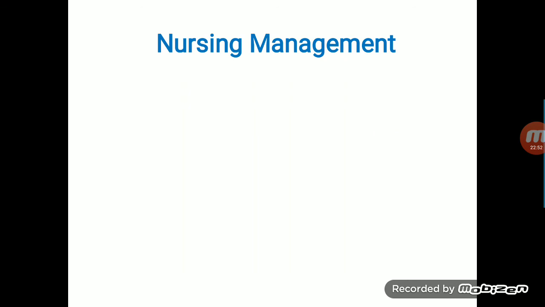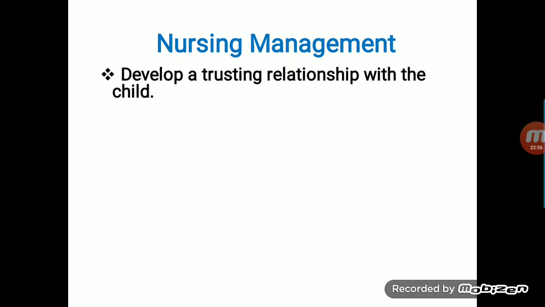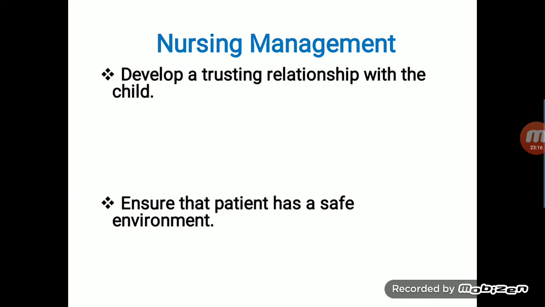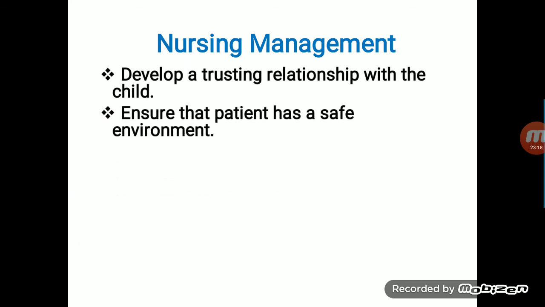Now coming to the nursing management, how can we manage a child who is suffering from ADHD? So the first one is, we need to always develop a trusting relationship with the child. Why? Because if we don't develop a trusting relationship, the child will not share any information with you. So first of all, we have to develop a trusting relationship with the child. Then next, we have to ensure that the patient has a safe environment.